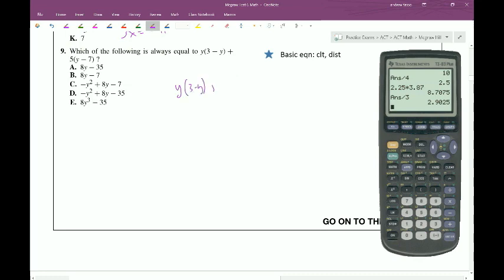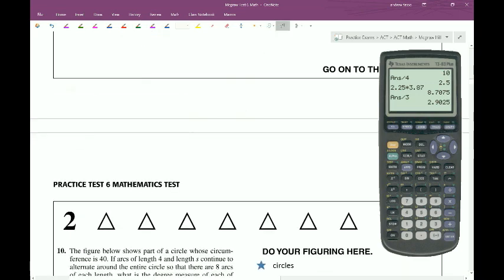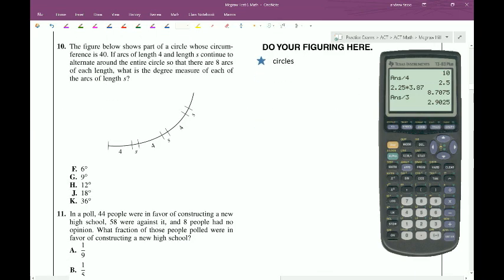So let me just rewrite. Let's see. So we could distribute the y. We get 3y minus y squared. Distribute the 5. 5y minus 35. And then we would have negative y squared plus 8y minus 35.